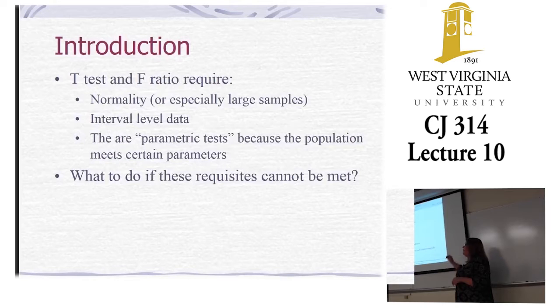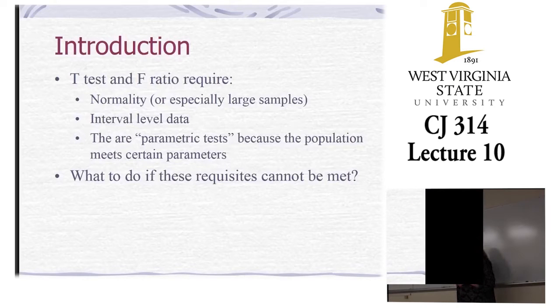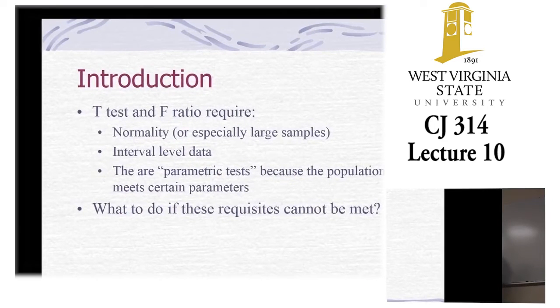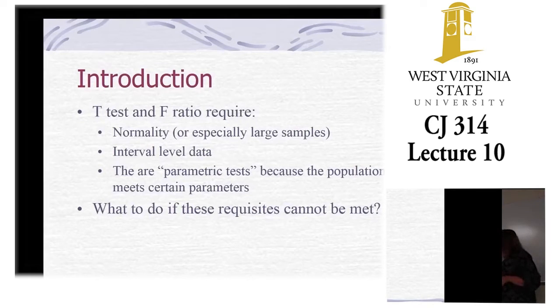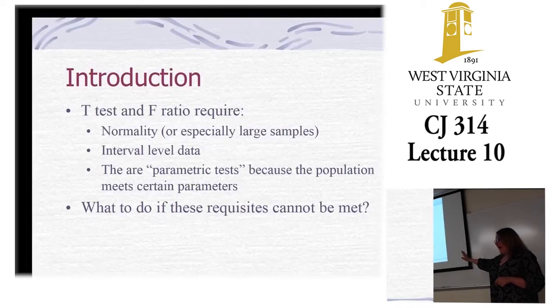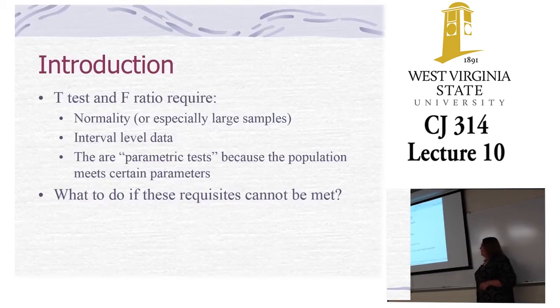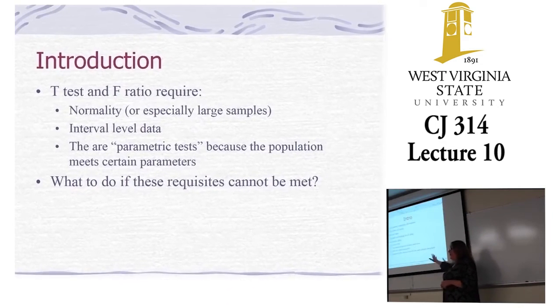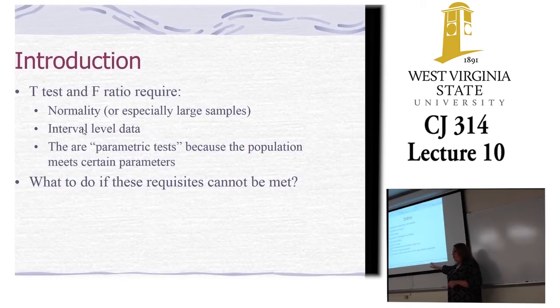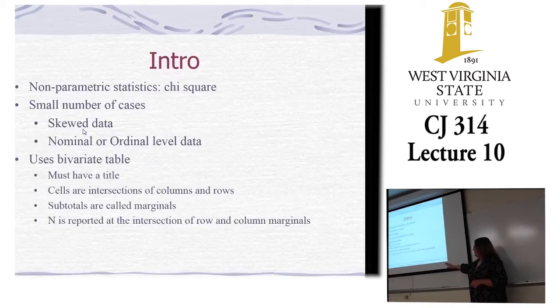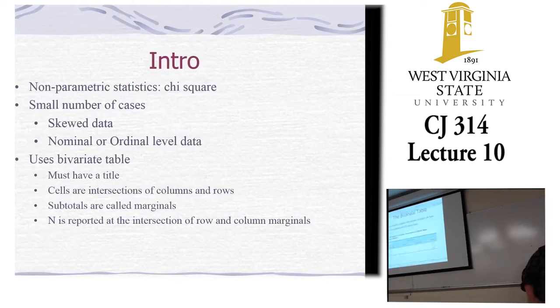Chi-square relies on a bivariate table. Bivariate, two variables. Remember this from earlier? Okay. Going to break this down and show it to you. All of your tables have to have a title so people know what they're looking at. Your cells on these tables are an intersection of your rows and your columns. Subtotals on the ends are called marginals. And N is the intersection. I understand that kind of sounded like a foreign language just now. It's cool. We're going to break it down and talk about it.